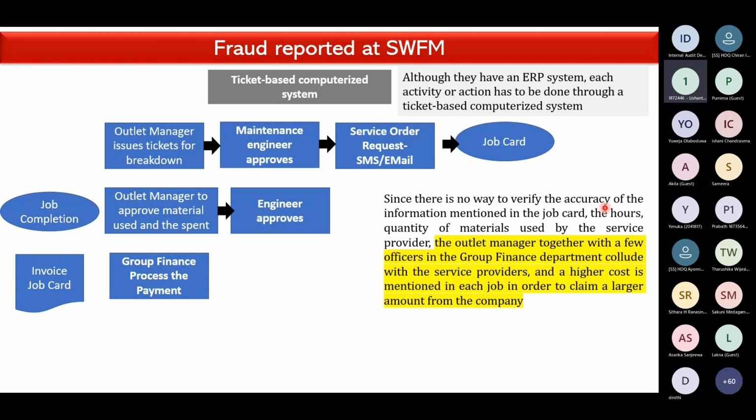Now what is given to us? In the case study, there is no way to verify the accuracy of the information mentioned in the job card. Somebody can put X number of hours, we don't know those hours, X number of material, significant, right? And they say there's no way to verify this. The outlet manager together with a few officers in finance collude with the service provider, and a higher cost is mentioned in each job in order to claim a large amount from the company.